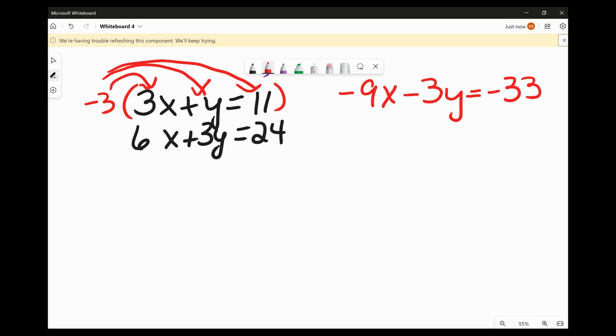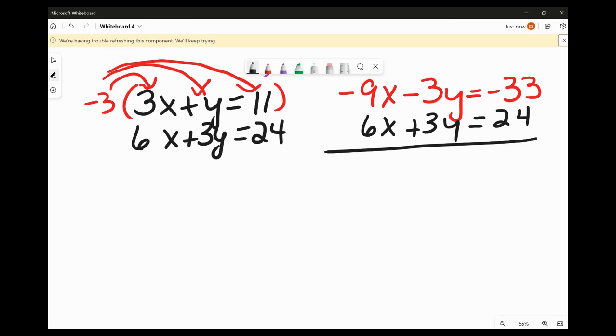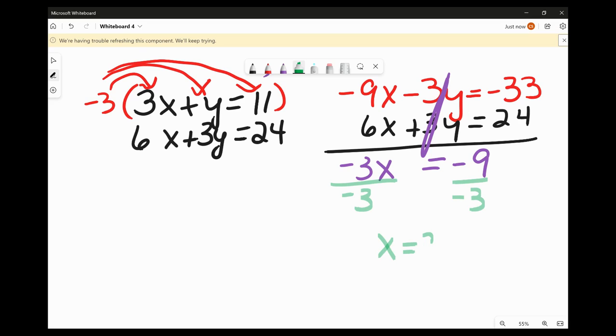Okay. And then we're just going to rewrite the other problem under here. 6x plus 3y equals 24. And now I'm going to add down. So negative 9x and positive 6x is going to be negative 3x. This negative 3y and positive 3y cancel out. And on the other side, we have negative 33 and positive 24. That's going to give me a negative 9. And again, now I'm just going to solve this by dividing each side by negative 3. And we get x equals 3.